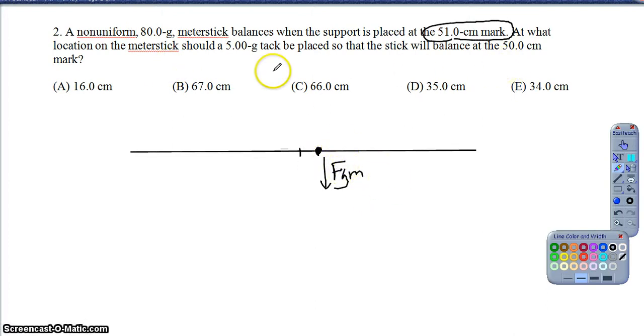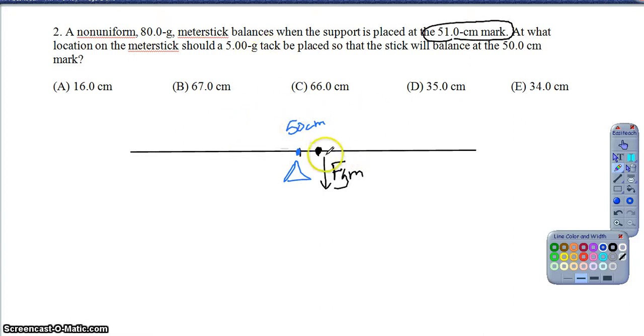So then they ask, where should we place some 5-gram mass so that the meter stick will balance at 50 centimeters? So what if instead of balancing it at 51, we want to balance it over here at 50, right? So I'm putting my pivot point, my fulcrum, if you will, here at the 50 centimeter mark. So where do I have to place the 5-gram tack, or mass, or whatever they're calling it, so that it's balanced out, right?